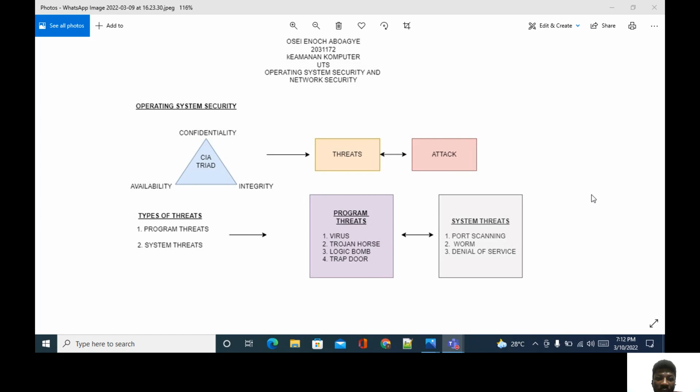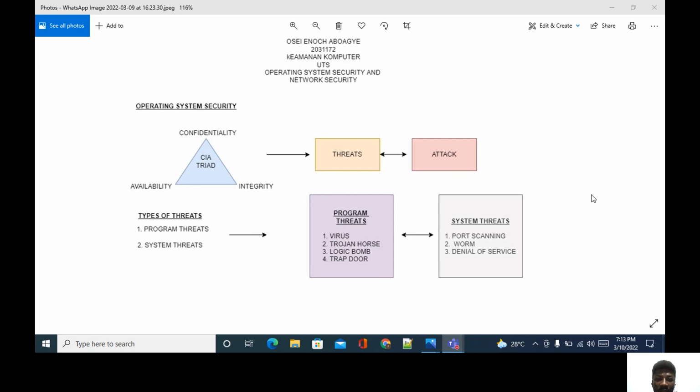In this video, I'm going to present about operating system security and internet security. So I will first start with the operating system security. When we say operating system, what is an operating system? An operating system is a software that manages computer hardware, software, and provides common services.